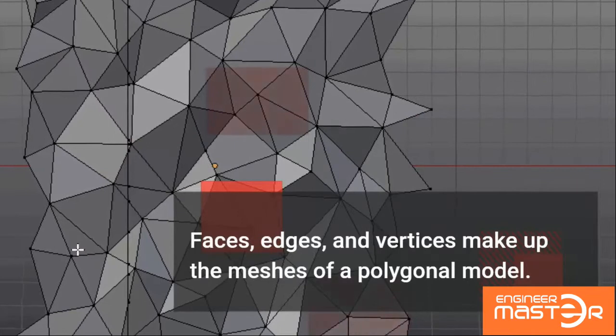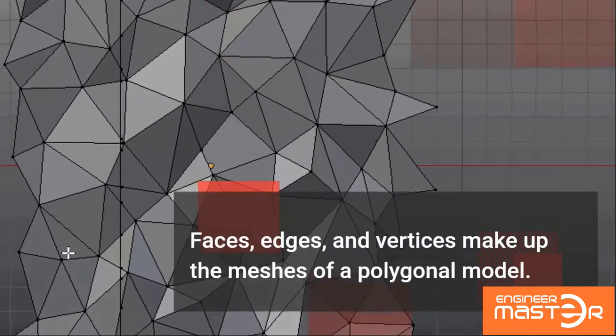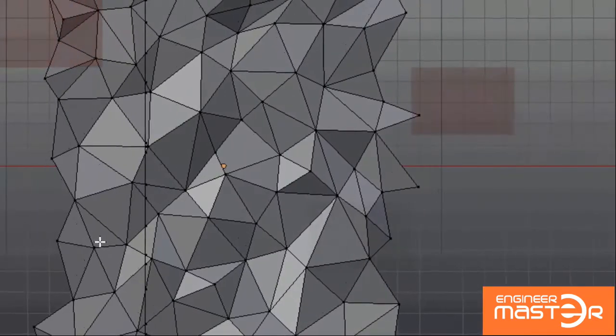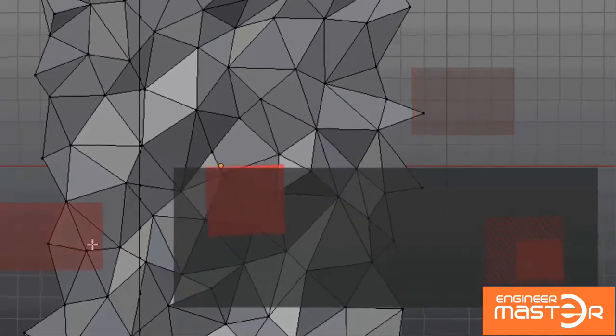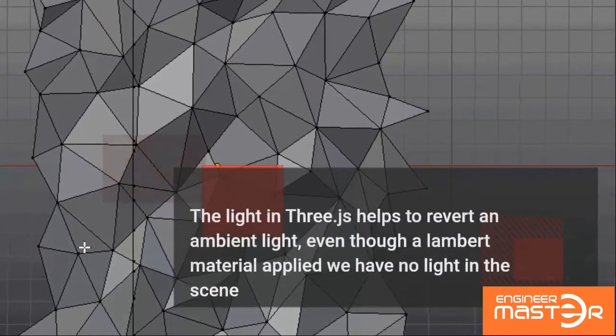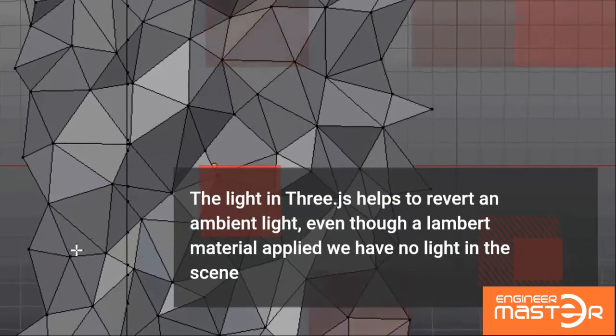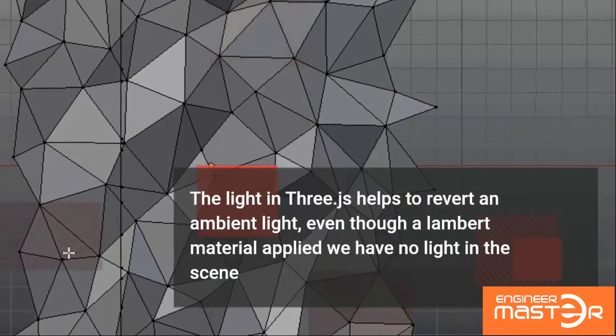Faces, edges, and vertices make up the meshes of a polygonal model. The light in Three.js helps to revert to an ambient light. Even though a Lambert material is applied, we have no light in the scene.